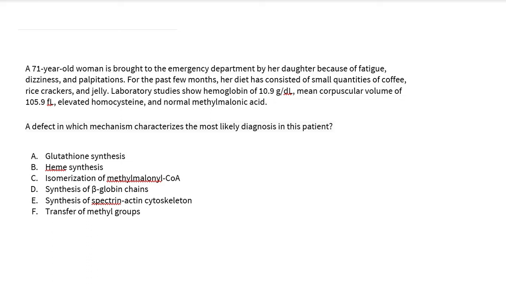A 71-year-old woman is brought to the emergency department by her daughter because of fatigue, dizziness, and palpitations. For the past few months, her diet has consisted of small quantities of coffee, rice crackers, and jelly. Laboratory studies show hemoglobin of 10.9 grams per deciliter, mean corpuscular volume of 105.9 fL, elevated homocysteine, and a normal methylmalonic acid. A defect in which mechanism characterizes the most likely diagnosis in this patient?